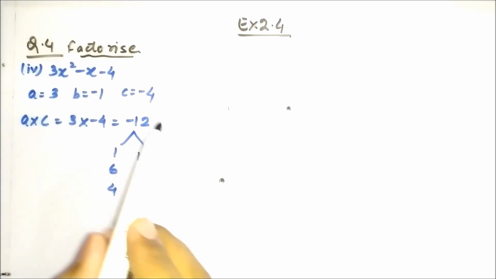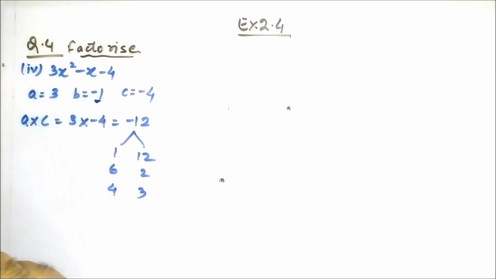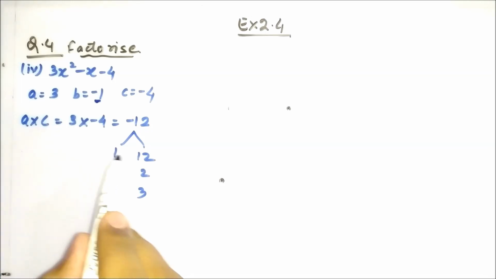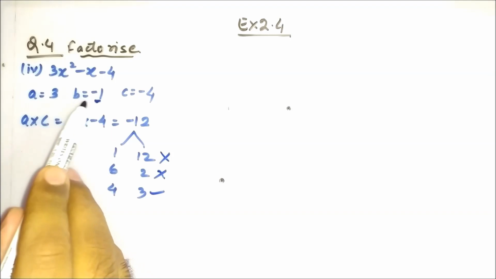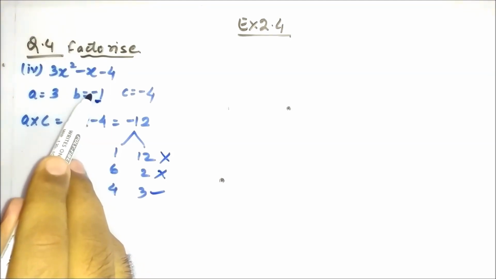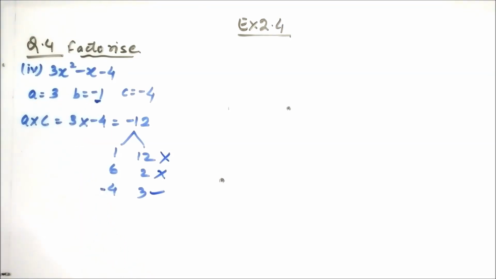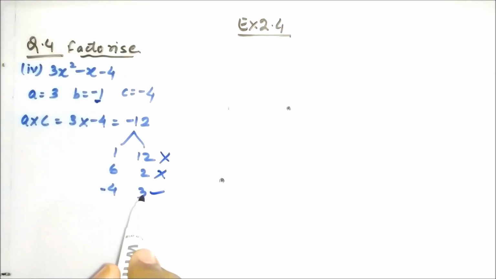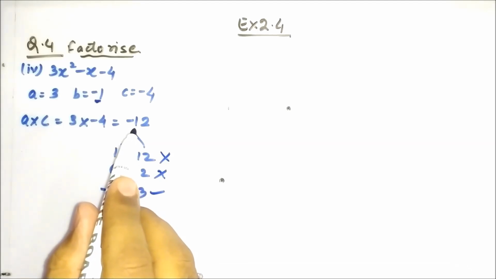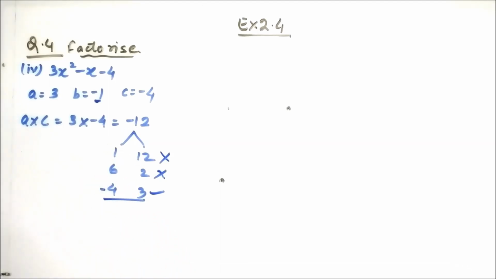Now we need the value 1 here, or I should say minus 1. So 1 and 12 will never give us minus 1. 6 and 2 will also never give us minus 1. 4 and 3, there is a possibility, if you subtract you can get minus 1. Now we need a negative sign here. Negative sign means the bigger value should have a negative sign. So minus 4 plus 3 will give us what? Minus 1. And minus 4 multiply 3, that will give you minus 12. So our factors are minus 4 and 3.